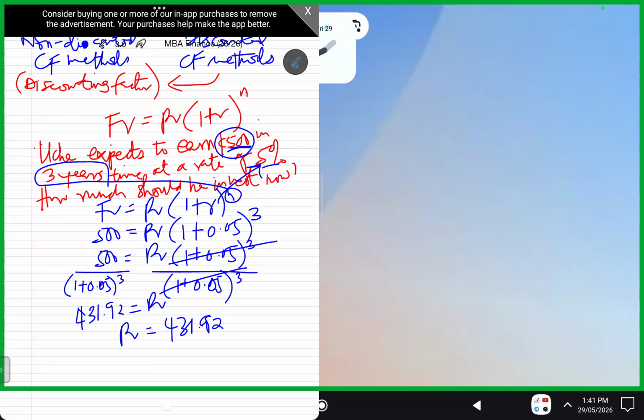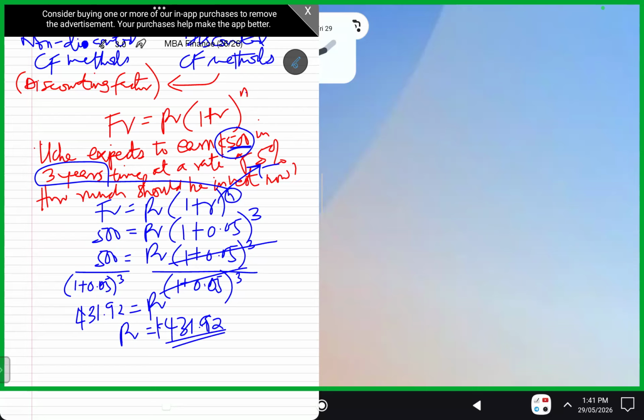So look at the PV and the FV. Which one is greater? The FV is greater. So I've gotten this solution, which means the business of Uche must invest 431.92 now to earn 500 cedis in future at a rate of 5% for 3 years.